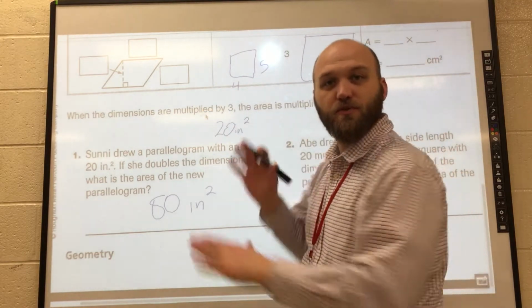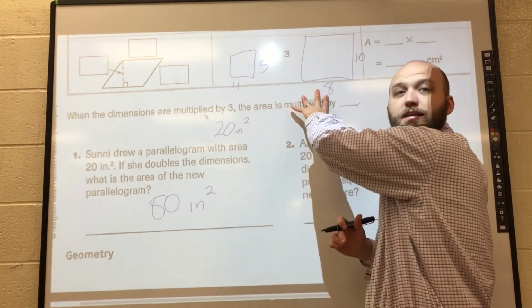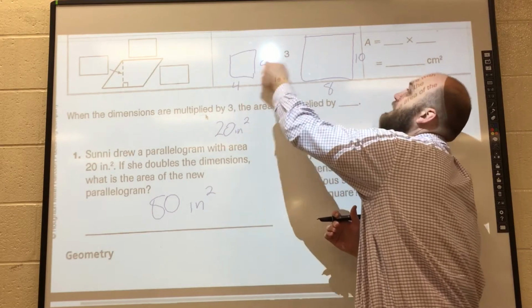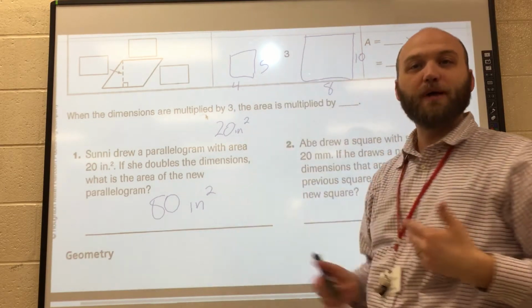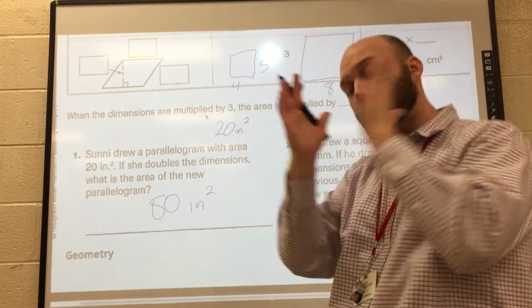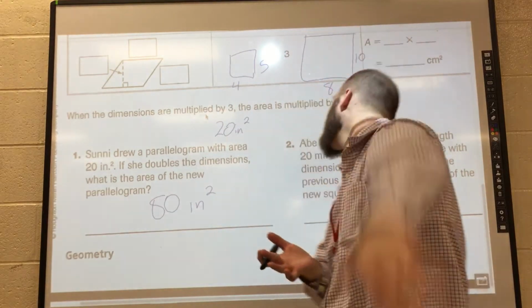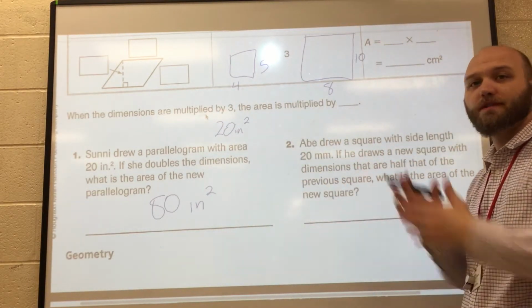If that confuses you, it really does help to draw it out like this. So you can say I'm doubling 4 to 8, I'm doubling 5 to 10, and when I multiply it, I understand that both my width and my height have to be doubled in order to get the answer that I need.